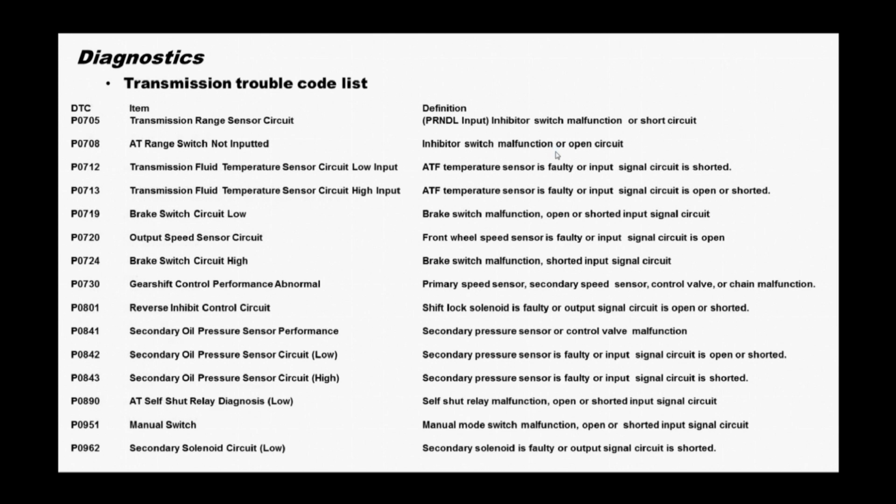Here's just this. It's mainly for our handouts, mainly to talk about these are the available codes on this transmission. Transmission range sensor, the 705. We see that every once in a while. 712 and 713, the temperature sensors, we've seen that quite often. 841, the secondary pressure sensor performance. And the manual switch, we've seen that a few times also.